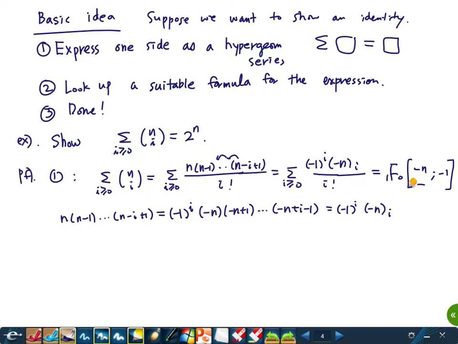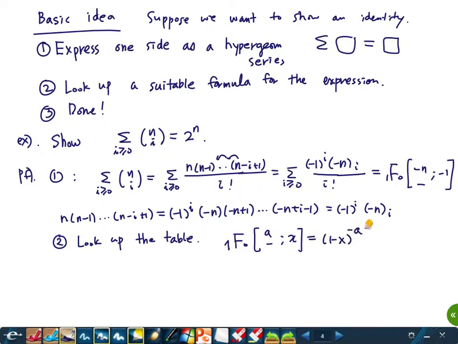All right. Now we need to look up a table, and there is a formula like this. Look up the table, which I didn't really give you yet, but then you will find something like this. There is an identity in the list of hypergeometric identities. This is equal to (1 minus x) raised to minus a. There is an identity like this in the list. So you will use this kind of thing very often.